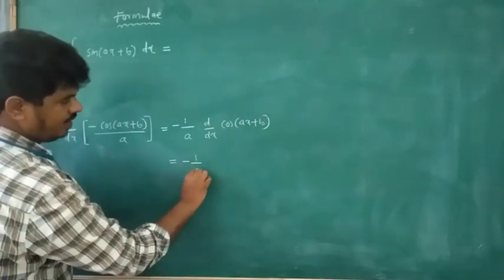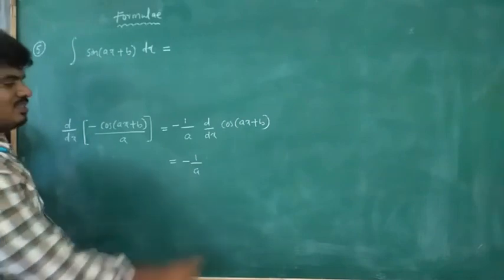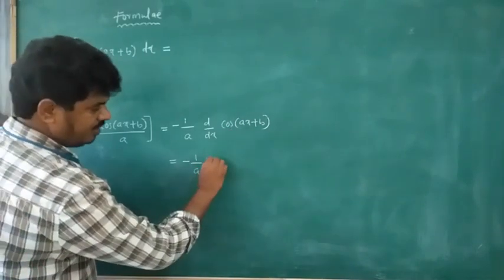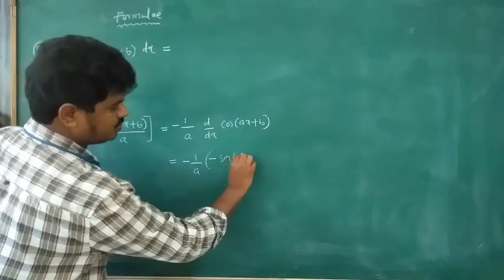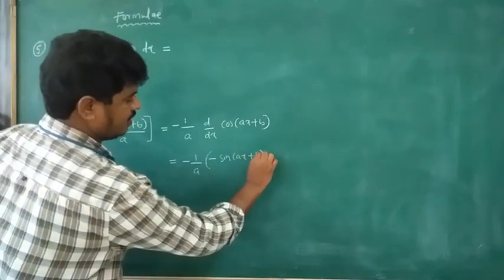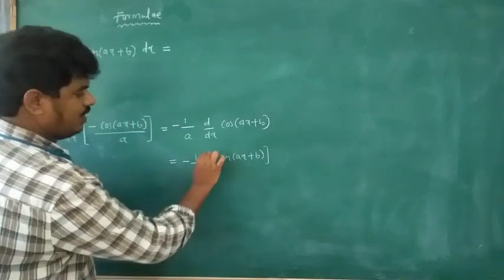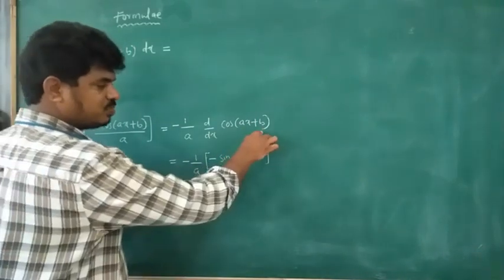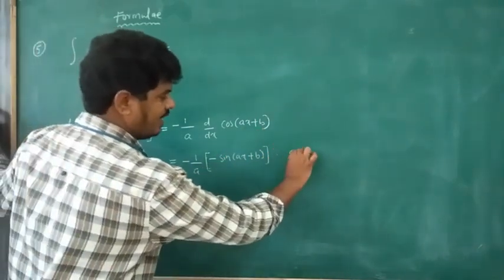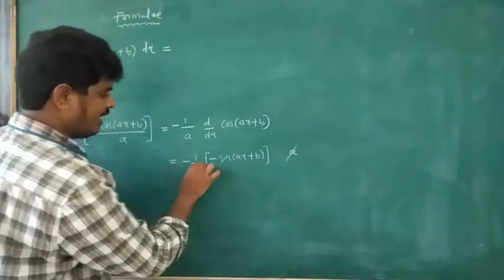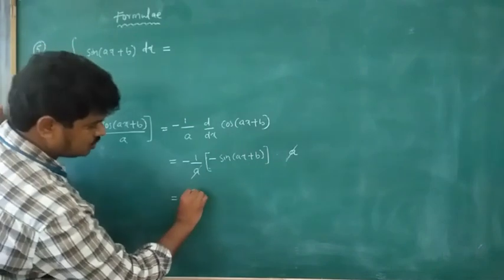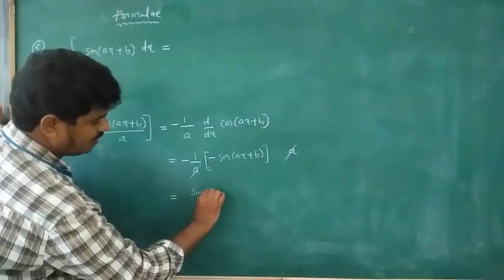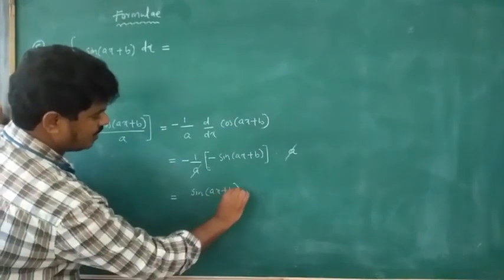Minus 1 by a into, what is the derivative of cos of ax plus b? Minus sin of ax plus b into the derivative of ax plus b, that is a. By cancelling this a, and minus into minus will become plus, so what will we get? Sin of ax plus b.